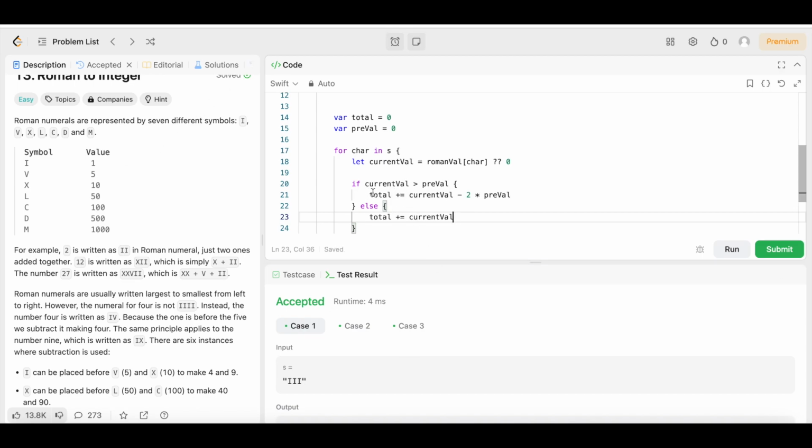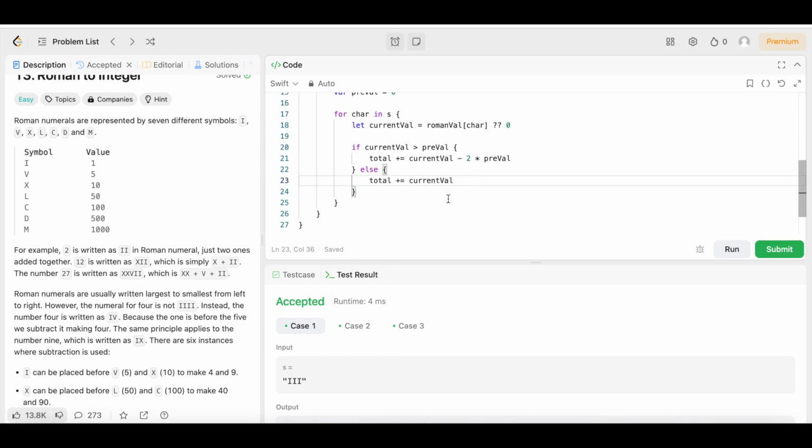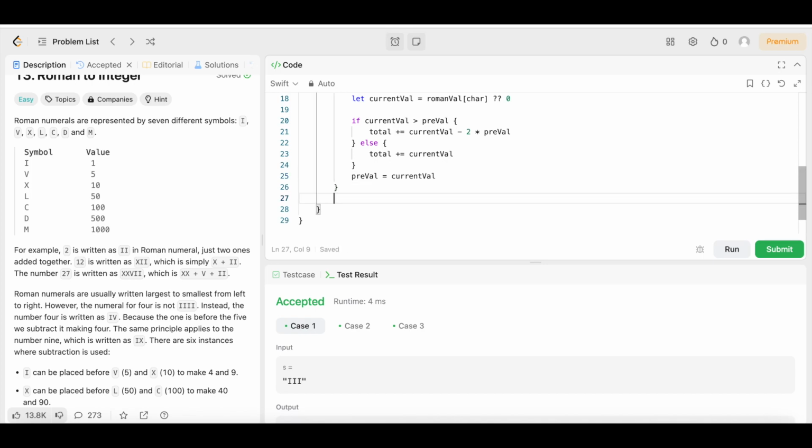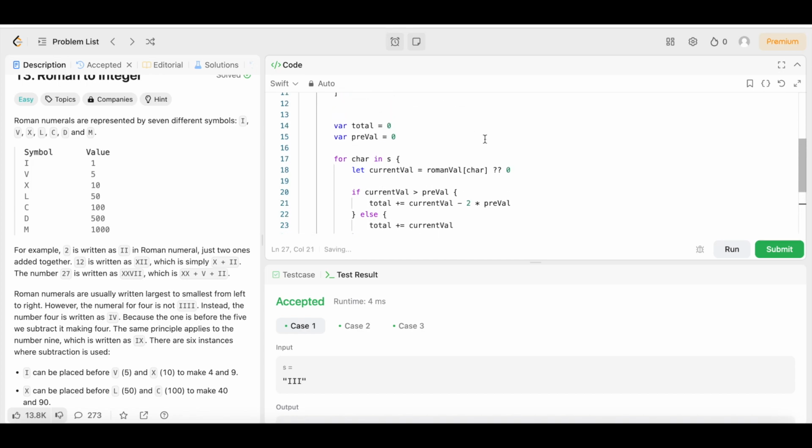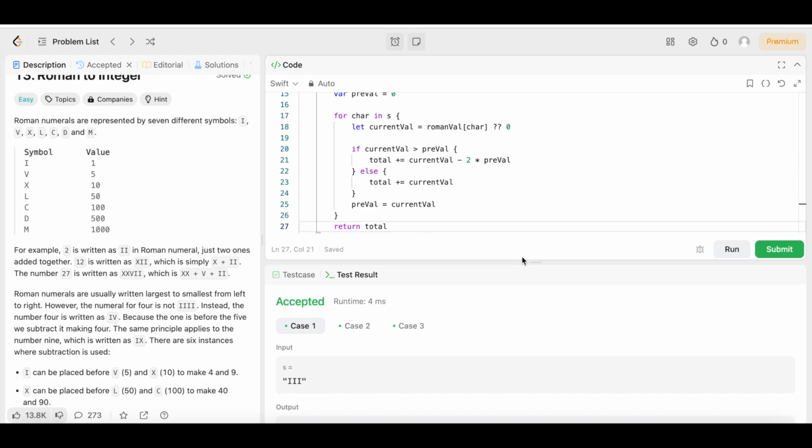This is the formula right here. If current val is less than preval, total plus equals current val minus 2 times preval, else total plus equals current val. Then we're going to come down here and say preval equals current val. Then we're going to come down here and say return total. So this right here needs you guys to remember.